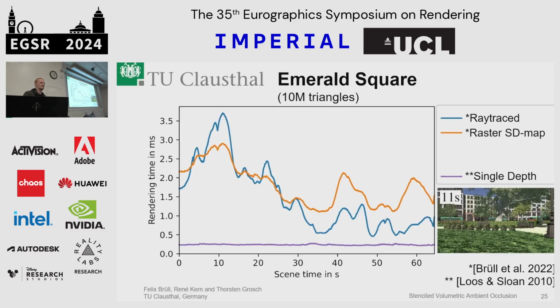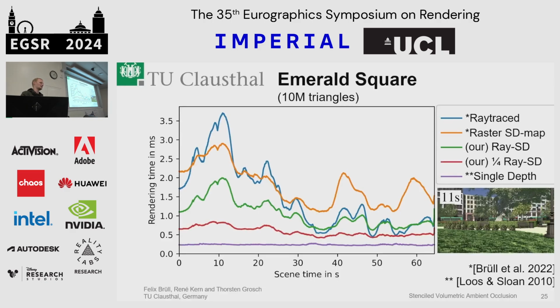Then we have the rasterized stochastic depth map. So this is the previous version of the stochastic depth map, which is overall a little bit more even in terms of performance, but still not great. And then we have the ray traced stochastic depth map in full resolution. So this is already better than the previous approaches. But if we now go to the quarter resolution, which produces basically the same kind of quality, we can see that we are able to consistently stay below 1 millisecond.